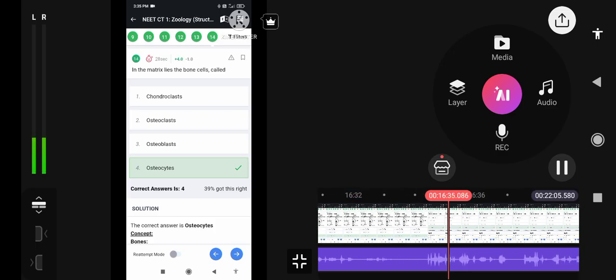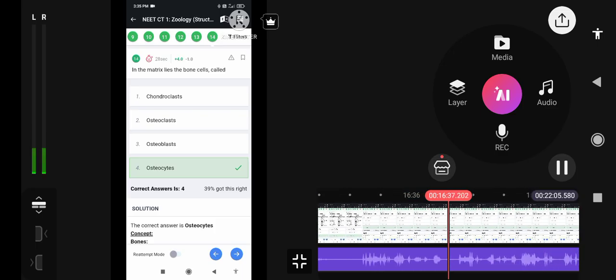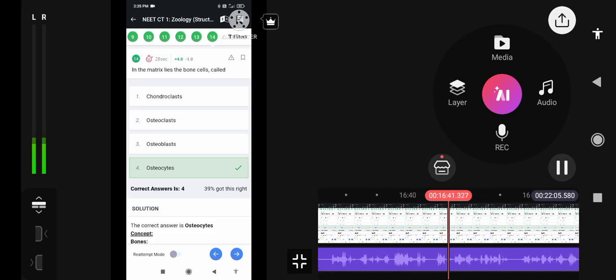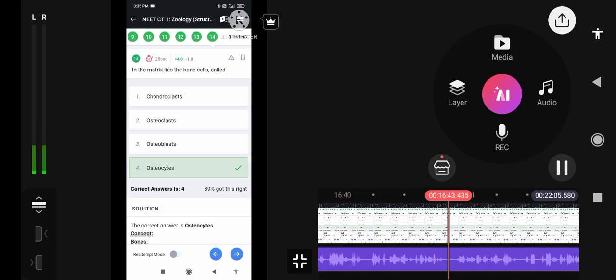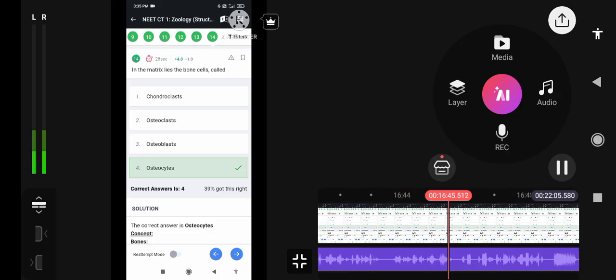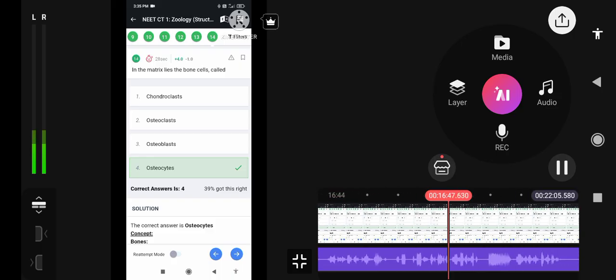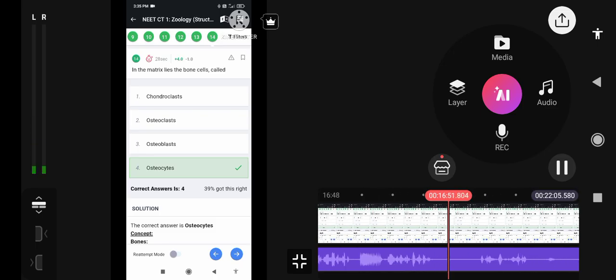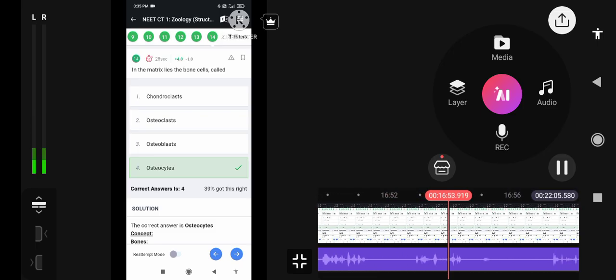Number 14, in the matrix lies the bone cells. If you see, one is the matrix where a bone cell is present in between, so this is called osteocyte. A box called osteocyte in which a bone cell is present. Okay, let's move ahead now.